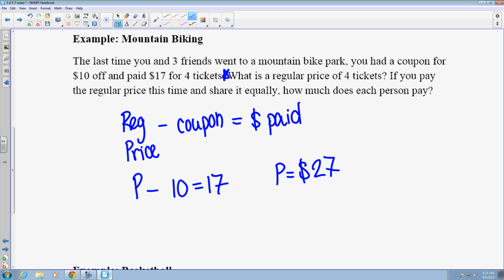If you pay the regular price and share it equally, how much does each person pay? Well, if we have 4 people paying and we have $27 tickets, then we would just have to do 27 divided by 4. When you divide that out, you get $6.75 per person.